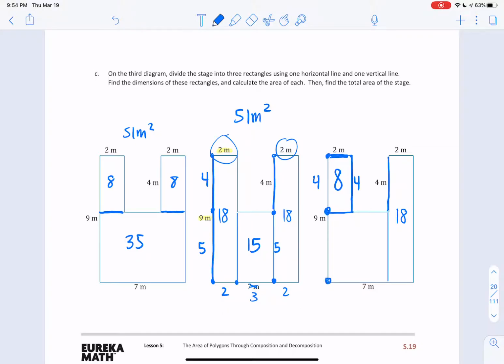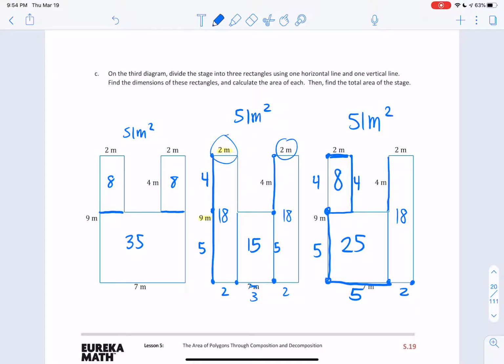That means this section here must be 5, just like last time. And then I know on the bottom, if this section is 2 based on the top, then I know that this section here must be a 5. That means it is a square, and it adds up to 25. 25 plus 18 is 43. 43 plus 8 is 51 square meters.